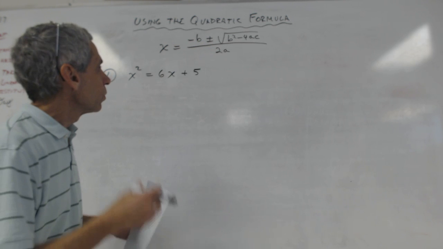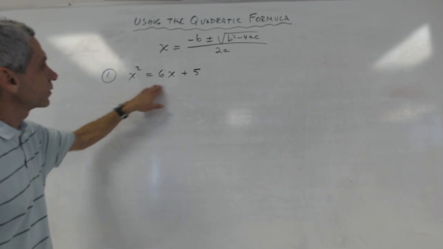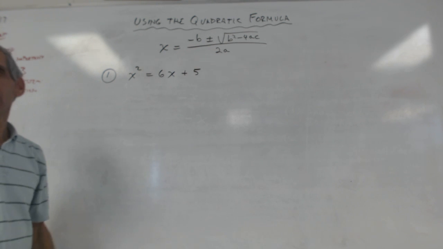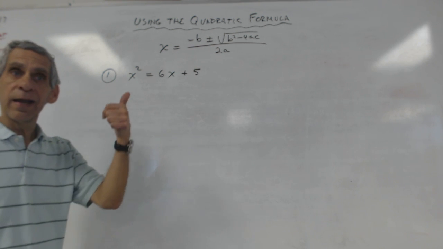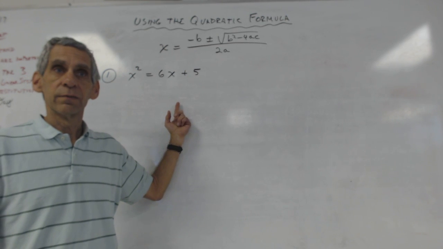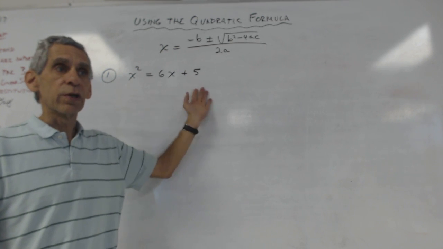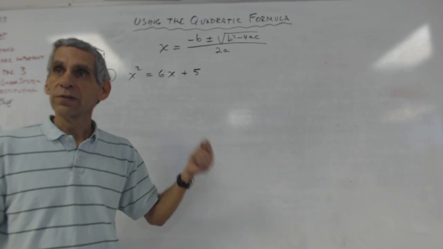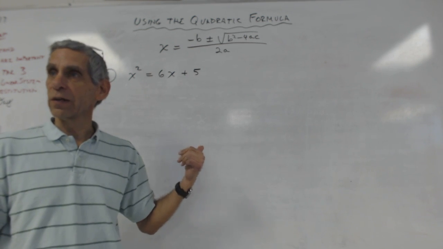So what I prefer to do, well, first of all, let's look at our equation. We got x squared equals 6x plus 5. In order to find my a, my b, and my c, it must equal what? This whole equation has to equal what? Always zero. You have to make your equation equal to 0.